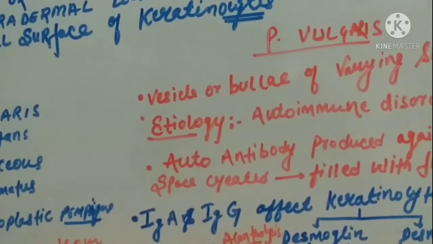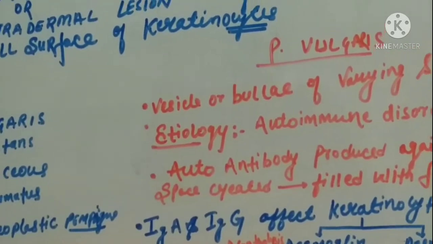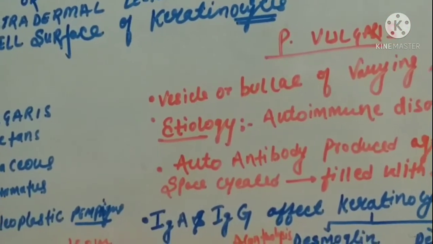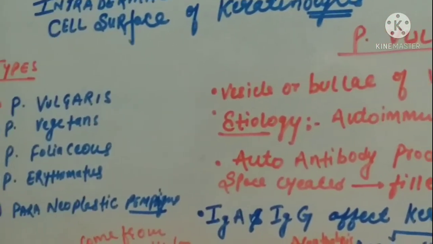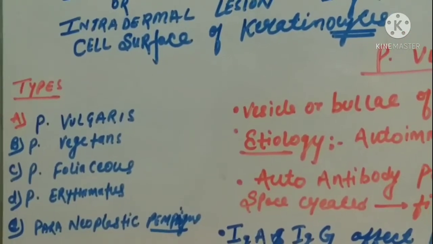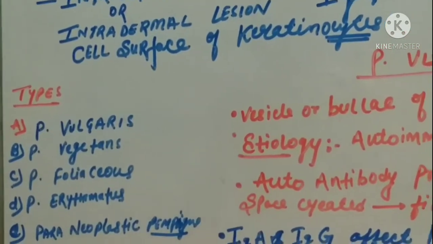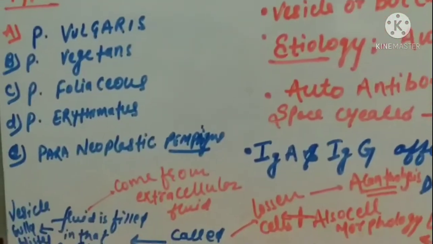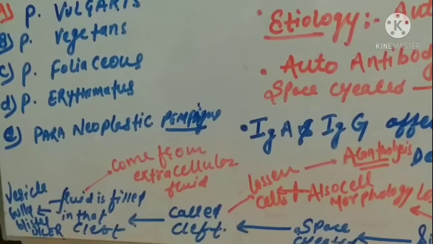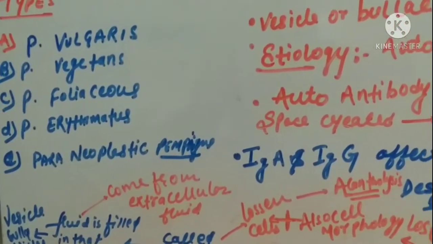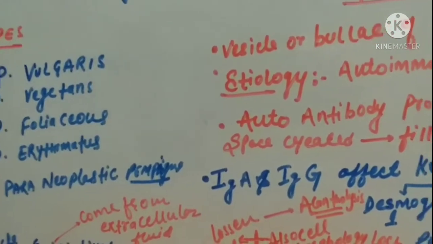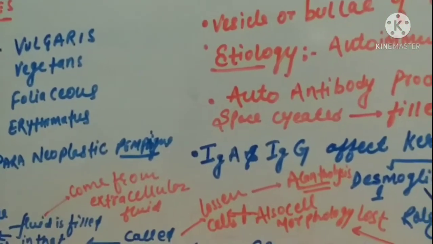Cleft palate, cleft tongue, cleft lip. So in the cleft, from the extracellular site, the fluid comes and the space is filled. You should ask yourself where the fluid is coming from. From the extracellular site the fluid is coming, and that is forming the vesicle, bulla, blister, and then finally ulceration occurs.